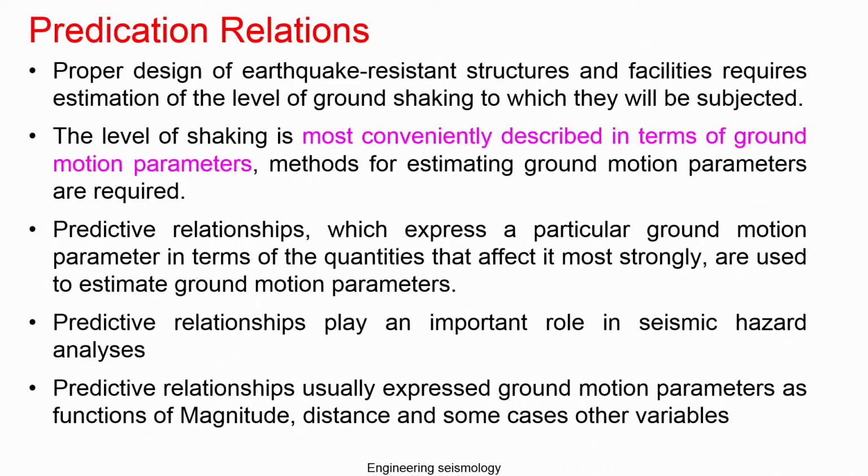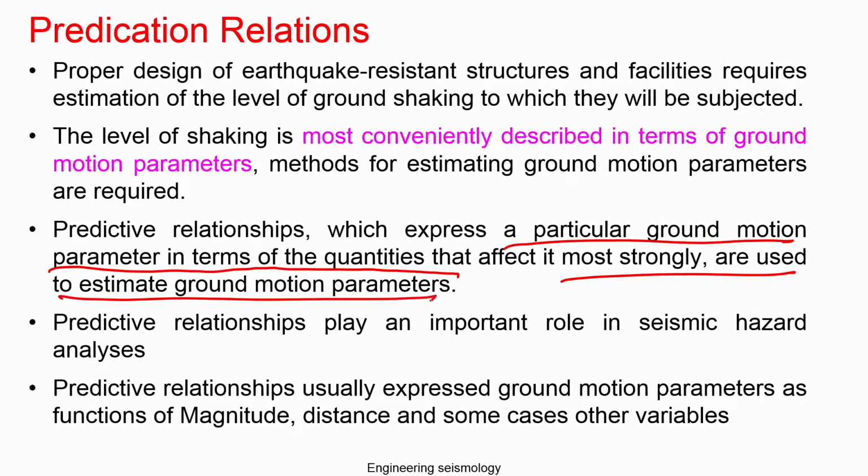So, the predictive relationship expresses a particular ground motion parameter, which may be acceleration, velocity, displacement, duration or Arias intensity, that affects most strongly and is used to estimate the engineering design parameters. Predictive relations play a very important role in seismic hazard analysis. This is mostly used to predict hazard values for the future. Based on past earthquakes you develop an equation, and using that you can predict for a future earthquake what acceleration, velocity, displacement and duration are expected.